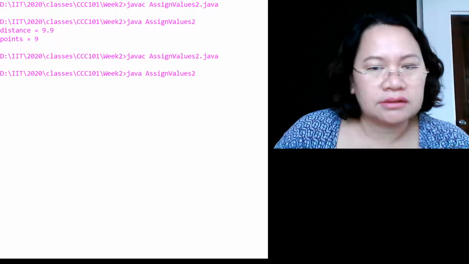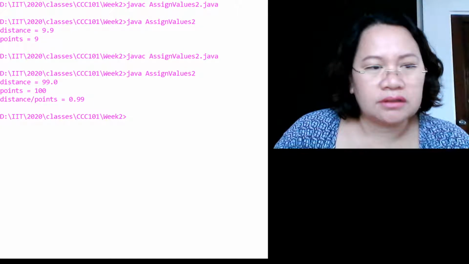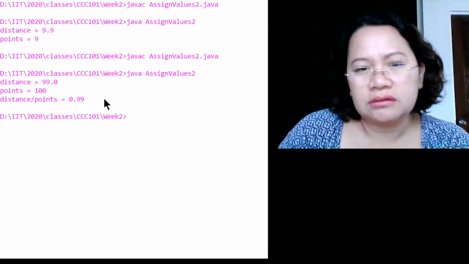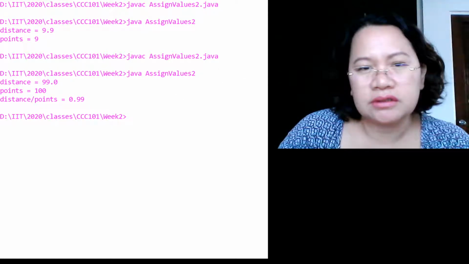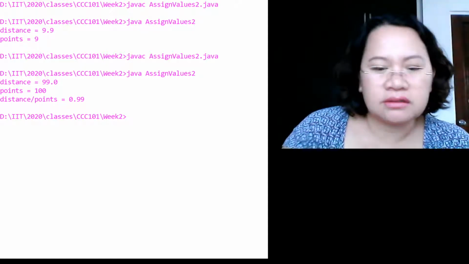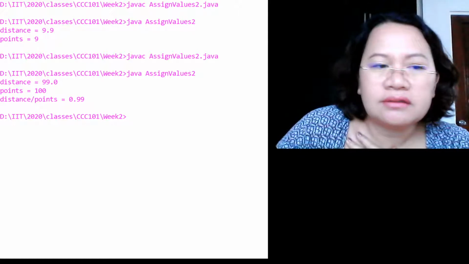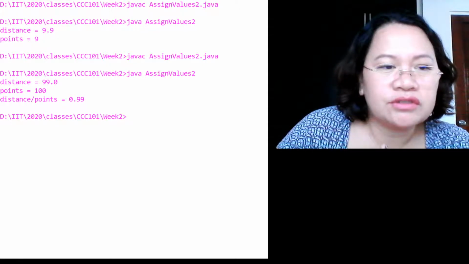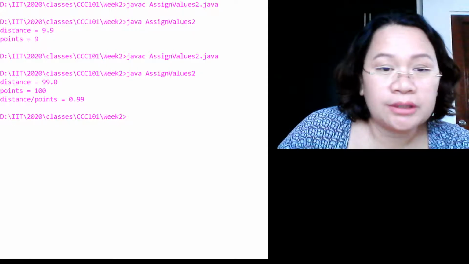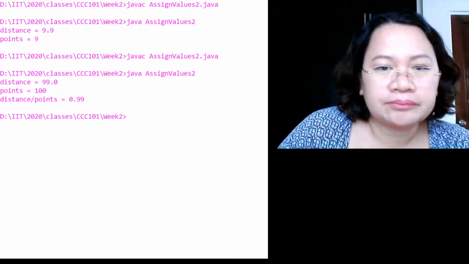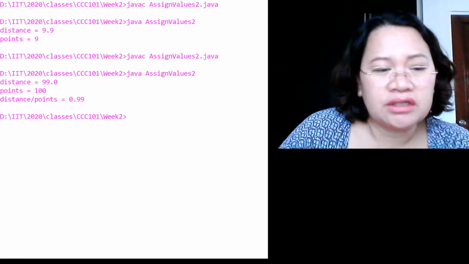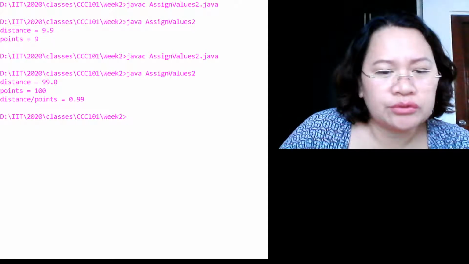Oh my gosh. And run it. Oh. Nano gani? Nanong 0.99 because the distance here is double. Now, what if the distance here is an int? Okay? Kay double to siya ganina, no? That's why your result here is 0.99 because distance was declared as double.